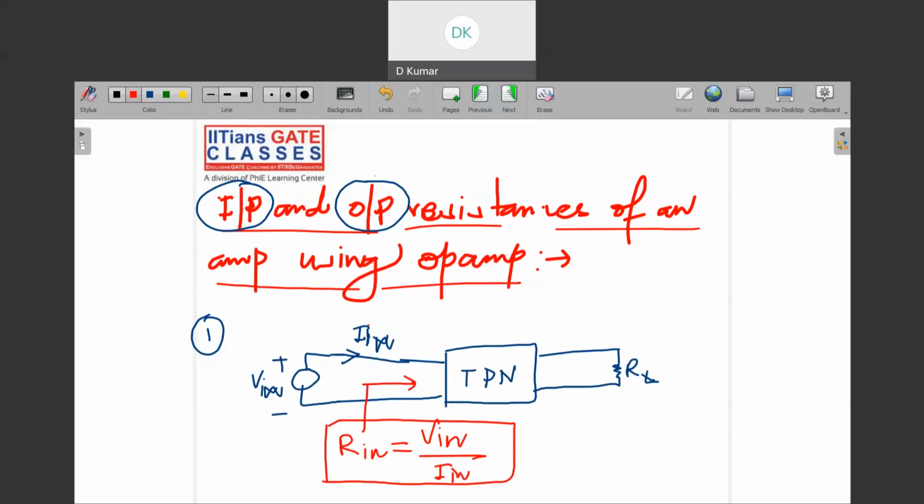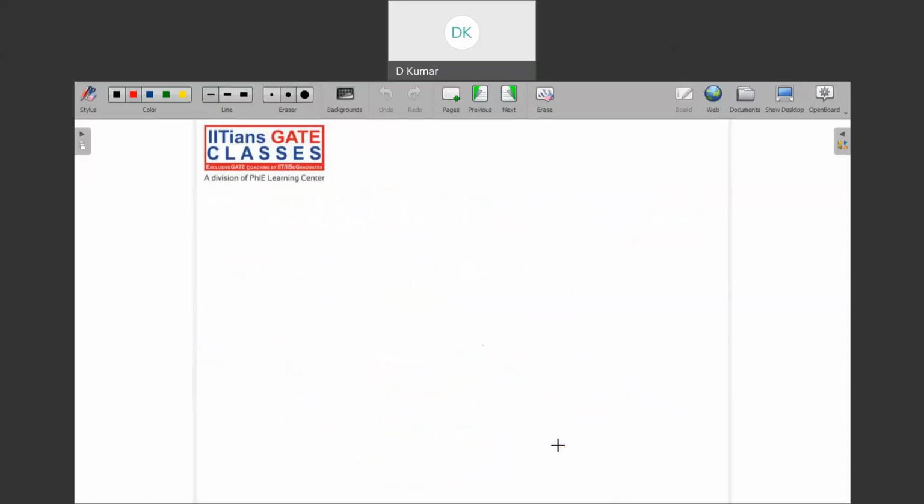Just apply one input signal, allow the current to flow, and take the ratio of them, and you will get the input resistance of that amplifier, right? So this is how we treat a two-port network to determine the input resistance.